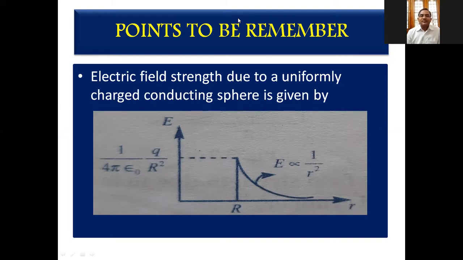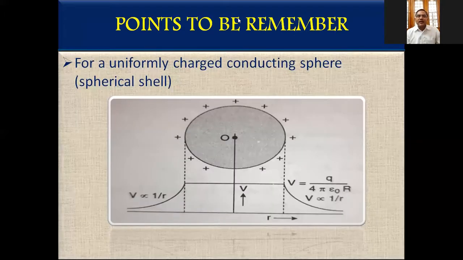So the electric field exists at a maximum only at the surface. And as we move from the surface to an external point, it decreases according to E inversely proportional to r square. You can understand that from the graph. Its corresponding potential graph you can also understand from this.